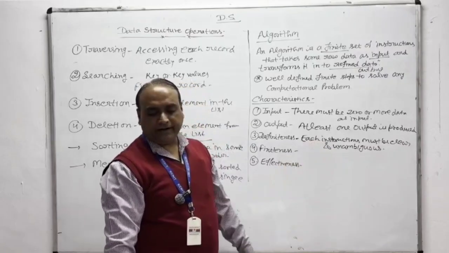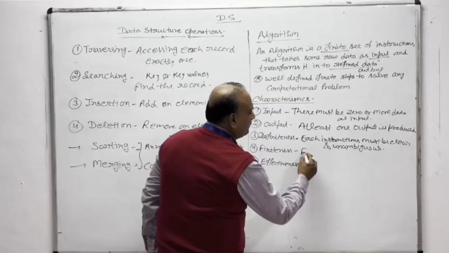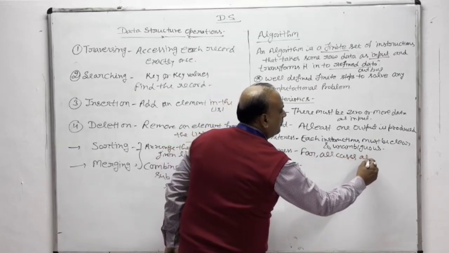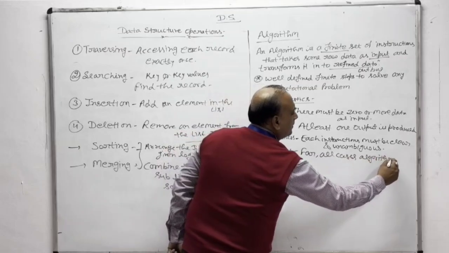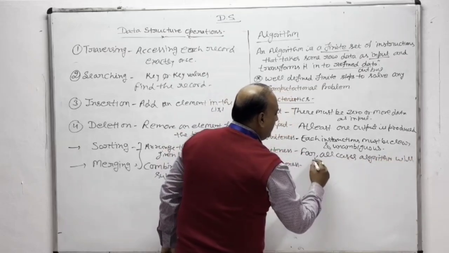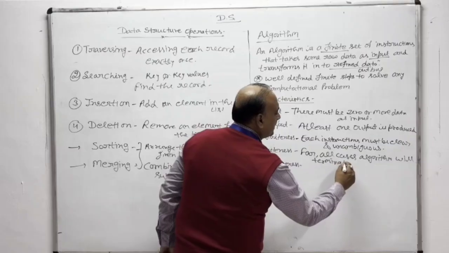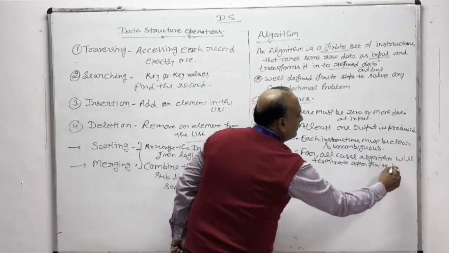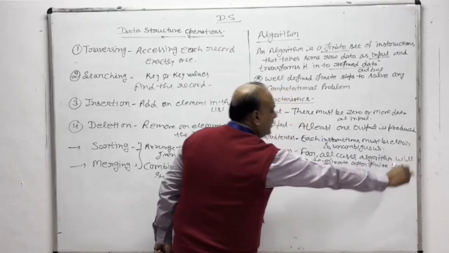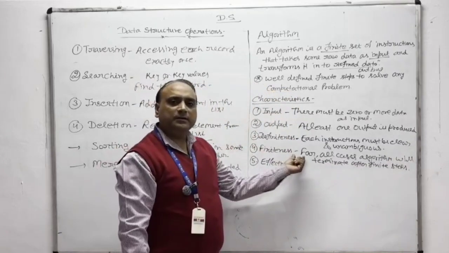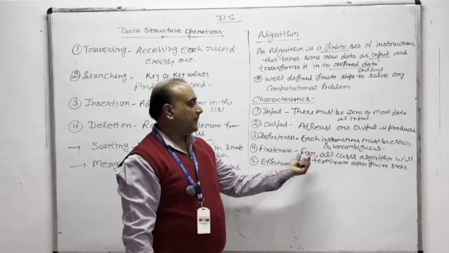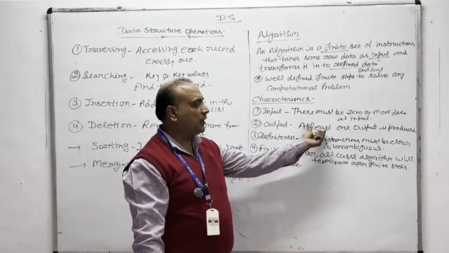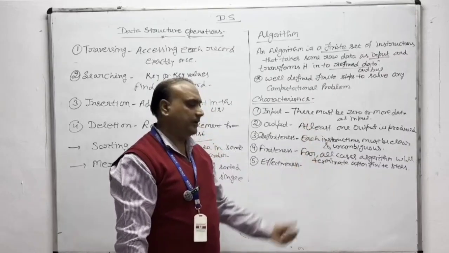Next one is finiteness. For all cases, the algorithm will terminate after a finite number of steps. Means in an algorithm the number of steps should be clearly defined. They are finite, not in an infinite loop. An algorithm can produce output after some finite number of steps.